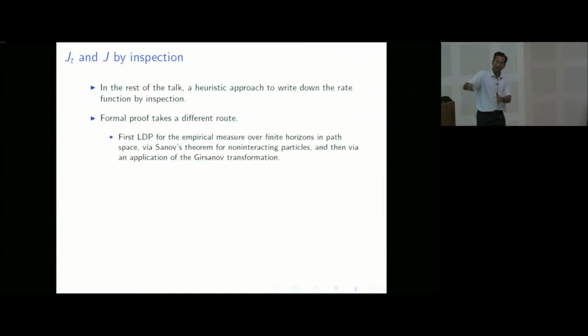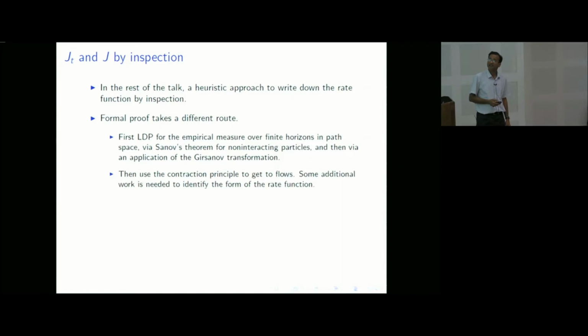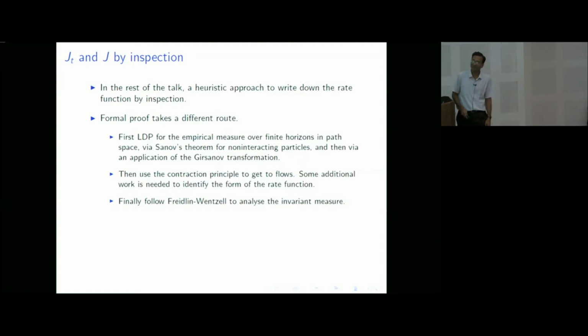So here's just an outline of the steps that one must go through. So first, an LDP must be shown for the empirical measure over finite horizons in path space. This is via Sanov's theorem for non-interacting particles, but in path space, and then via an application of the Girsanov transformation. Then one uses the contraction principle to get to the flows. Some additional work is needed here. So these are all things which were already available. But what we were able to contribute is to apply Freidlin-Wentzell to this context and analyze the invariant measure and show that that also satisfies the LDP.